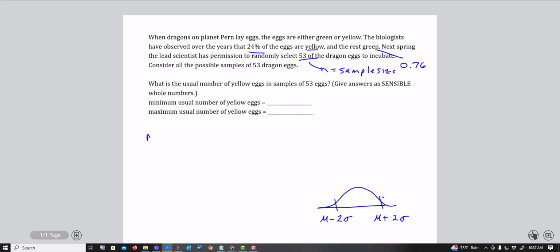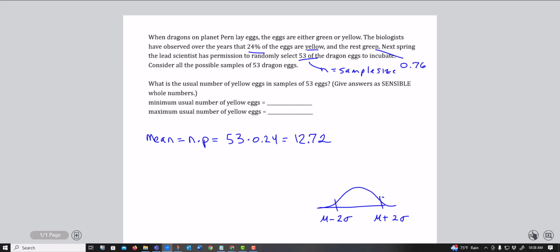Well, we know how to find the mean of this binomial probability distribution. How's it a binomial? There's only 2 outcomes, either green or yellow. Remember, that's just n times p. So in this case, n is 53 times p, 0.24, and that gives me my mean of 12.72. Remember, mean is your expected value. In a sample of 53 eggs, you would expect that about 13 of them would be yellow.